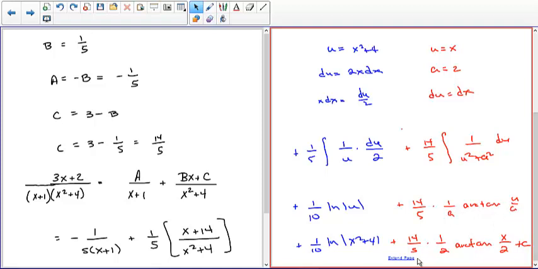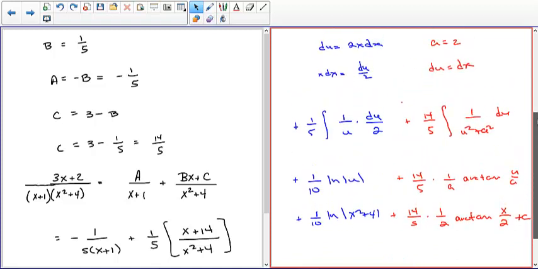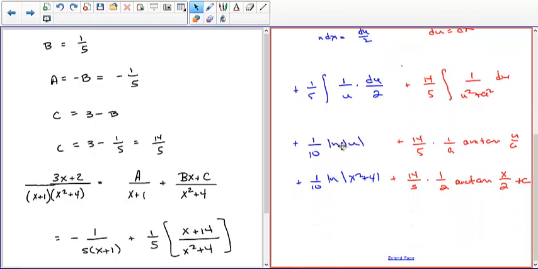So now we can plug it back in. u for this part, for the first integral, is x squared plus 4. So we get the natural log of the absolute value of x squared plus 4. a in the second part is 2. So here's 2 and here's 2. And then u is x. And then a final answer here.